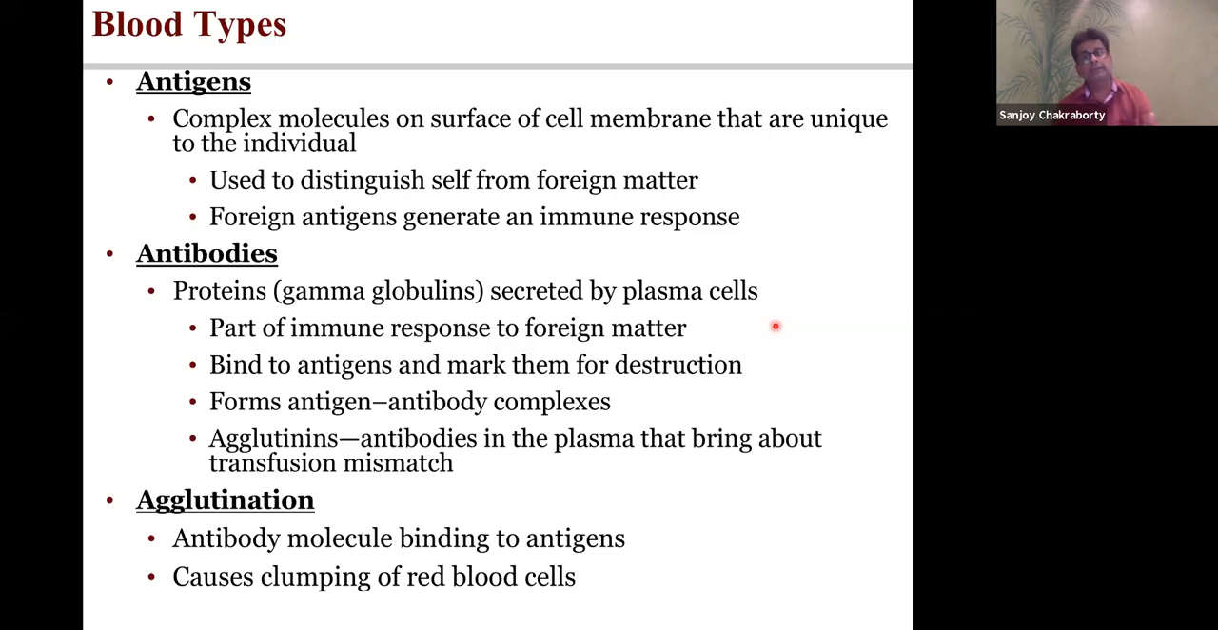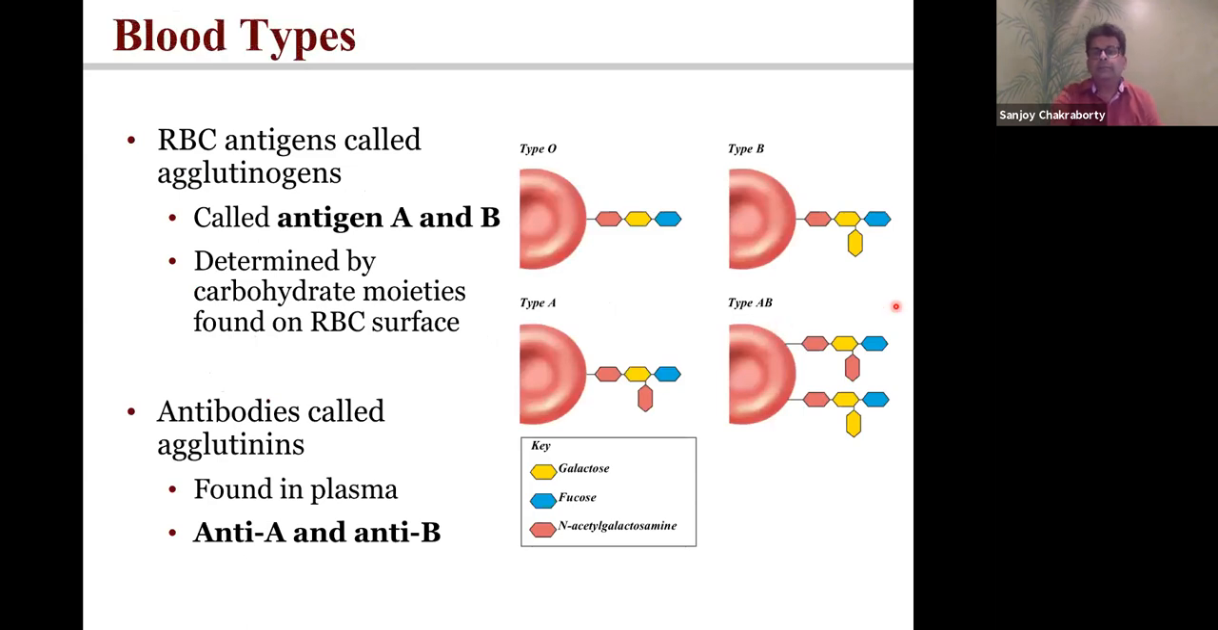Antigen is a molecule that is attached to the blood cells. They do not affect the function of the blood cell. They're just for recognition purposes. Antibodies are produced and they then attack the antigen. Agglutination is that attack. So this is an example.